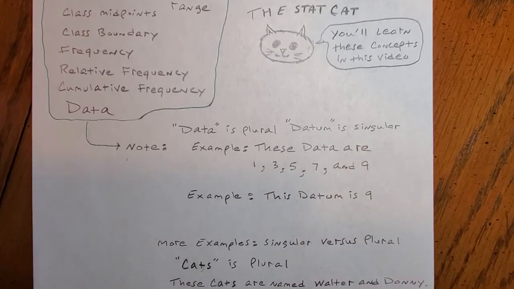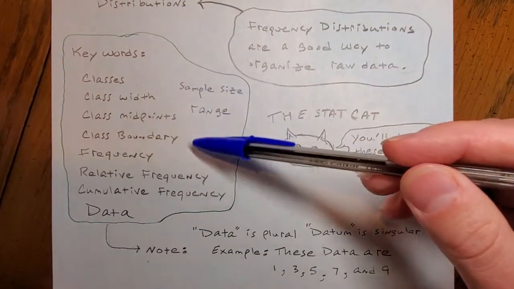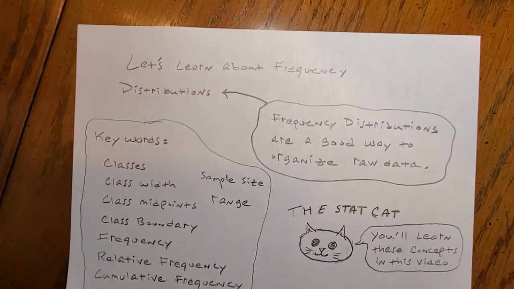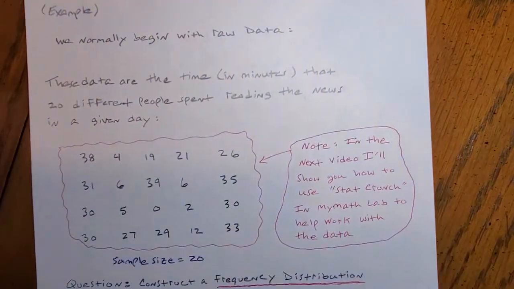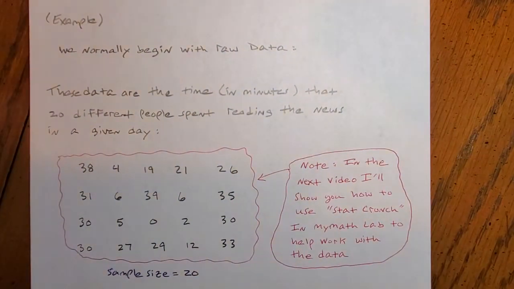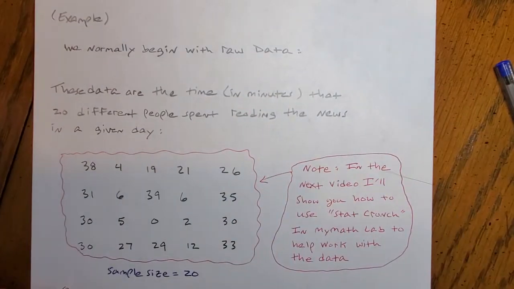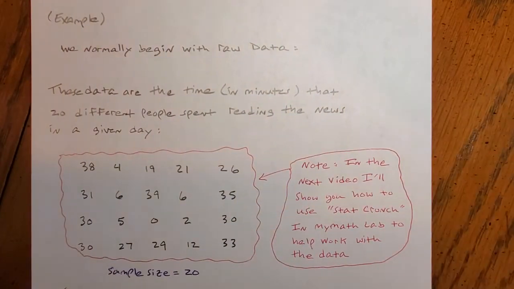Now, how about this? We need to learn these keywords and concepts, but let's just do that by way of an example. So the way I like to teach is primarily through giving examples. So that's what I want to do right now. So let's take some raw data. We almost always start with raw data when we're doing statistics, okay?